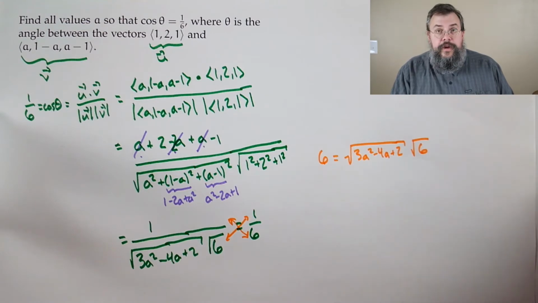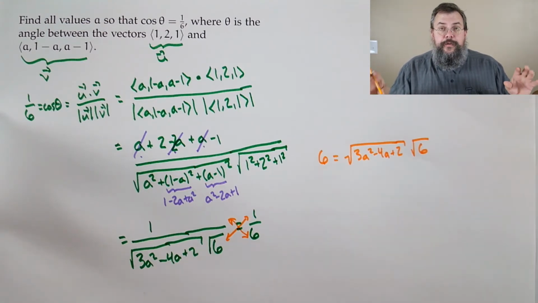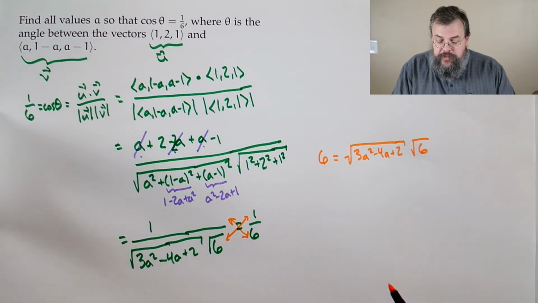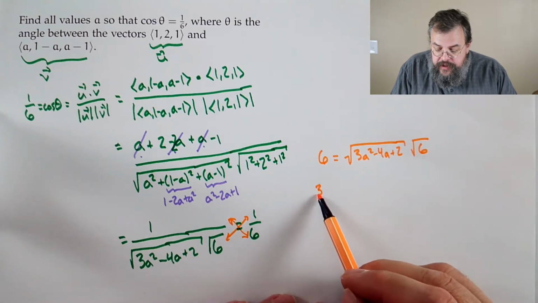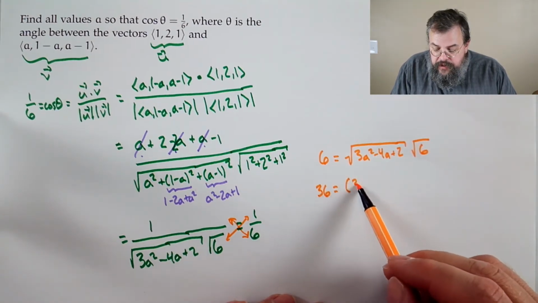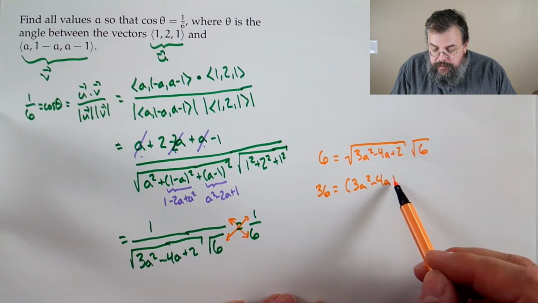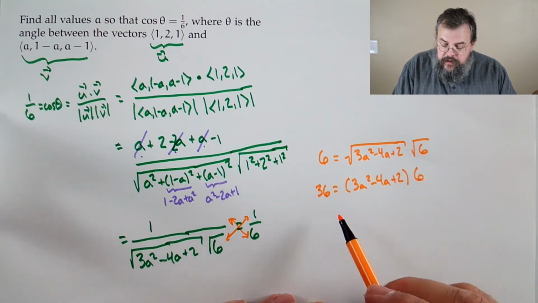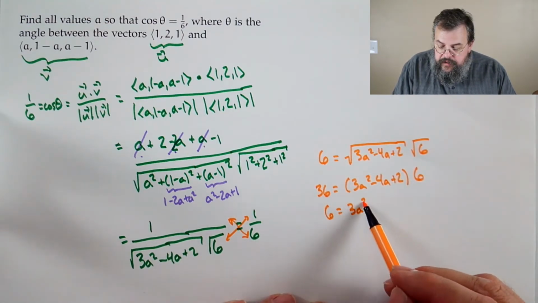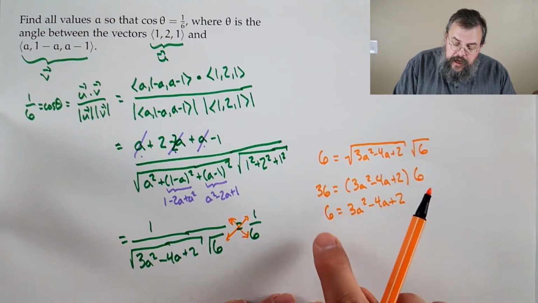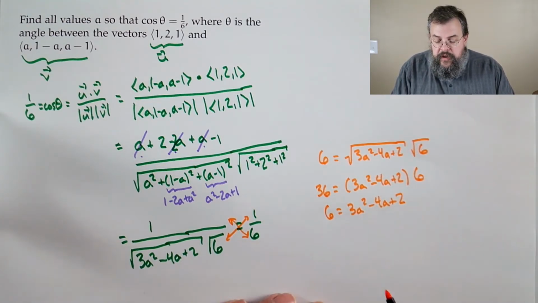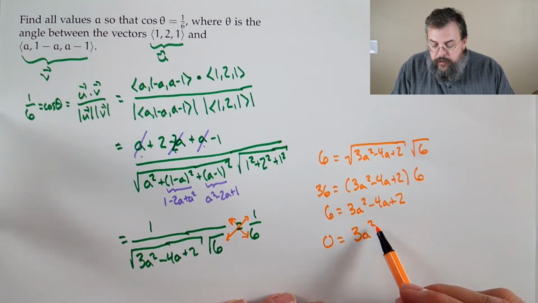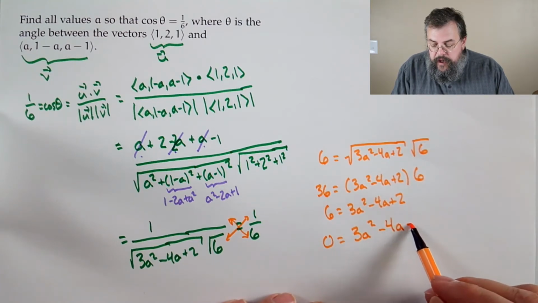Well, we could try squaring. Now, we can do it if we have an equation where we have something equals something. And here we do. So let's square both sides. So squaring both sides, we get 36 is equal to 3a squared minus 4a plus 2 times 6. Well, let's divide by the 6. So that 6 equals 3a squared minus 4a plus 2, and bring the 6 across. So now we're to the point where we have 0 is equal to 3a squared minus 4a minus 4.